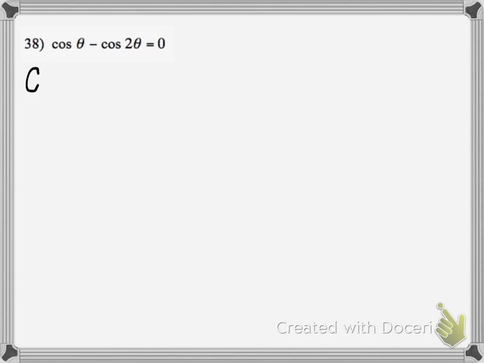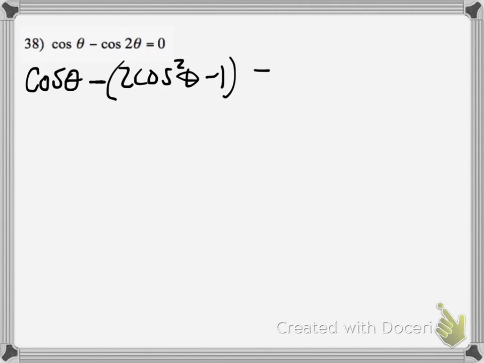Your cosine theta is going to stay as is, but for your cosine 2 theta, you are going to use one of your double angle formulas, in the upper right-hand corner of your blue sheet. We're going to stick with 2 cosine squared theta minus 1. So we're actually going to subtract, and remember to put it in parentheses. You've got 2 cosine squared theta minus 1 equals 0.